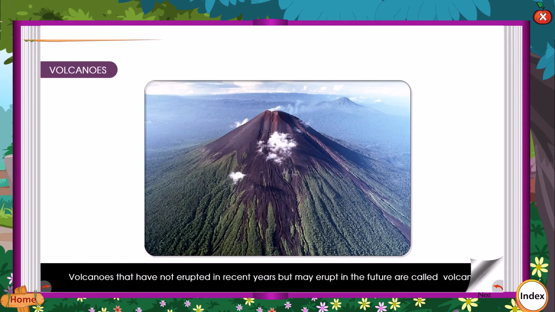Volcanoes that have not erupted in recent years but may erupt in the future are called dormant volcanoes. Volcanoes which have stopped erupting are called extinct volcanoes.